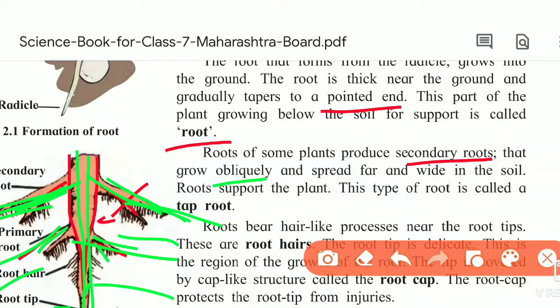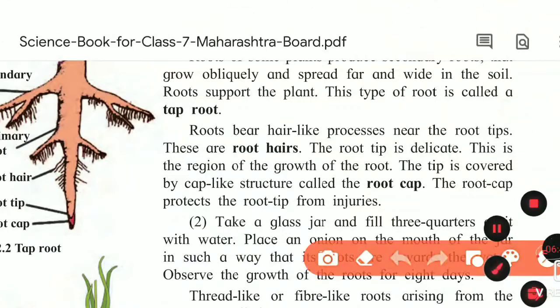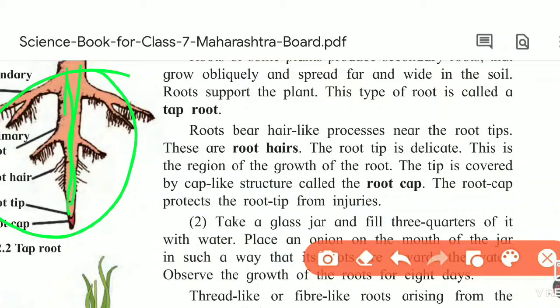Roots support the plant. This type of root is called a tap root. So this is the tap root, the structure of a tap root. You see in the picture, it has only one main root, and afterwards it gives projections, and these are called secondary roots. Its structure is thick towards the ground, and thin towards the end, when it tapers.